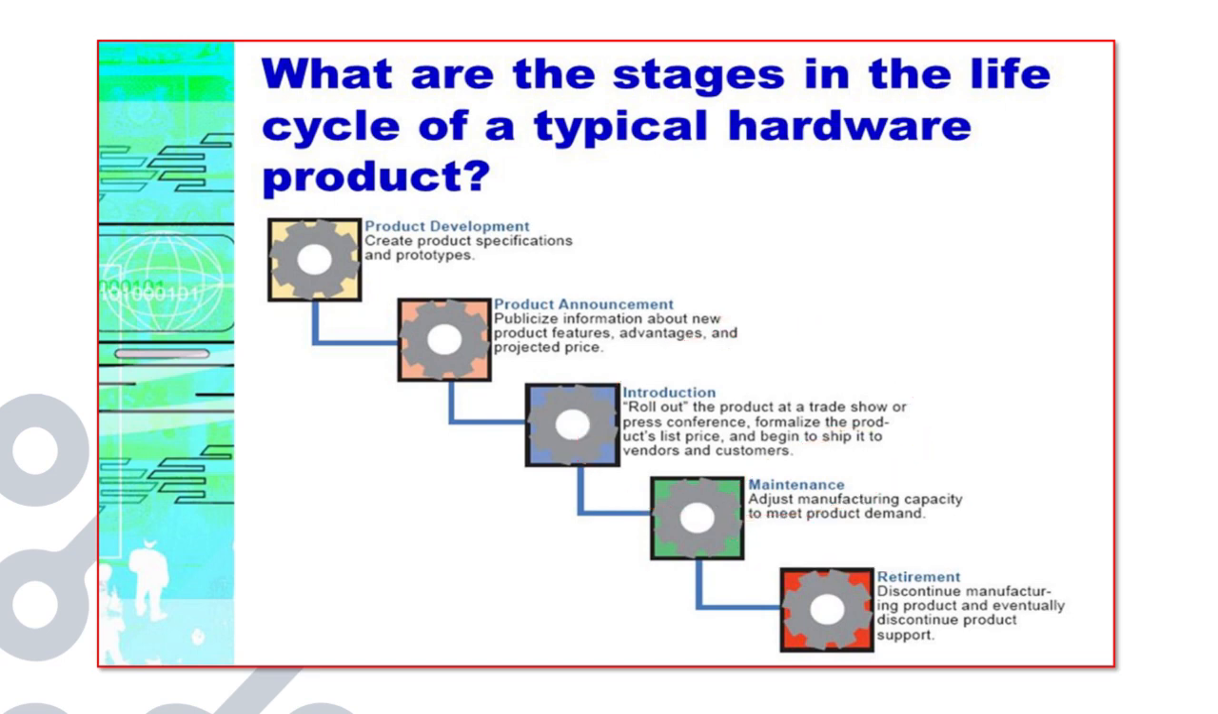Next, maintenance. Adjust manufacturing capacity to meet product demand. And finally, retirement. Discontinue manufacturing the product and eventually discontinue product support.